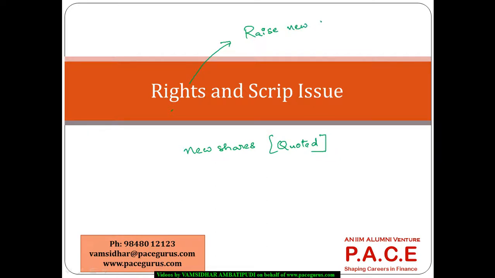Probably when I'm looking at the rights issue, it is all about companies which want to raise new capital, especially new ordinary share capital. They can go for a rights issue, and those who want to increase the number of shares without raising new money can go for a scrip issue. So both of them will bring new shares into the market, and all the market related ratios and calculations will be done on the new shares coming. So now let's start looking at them one by one.